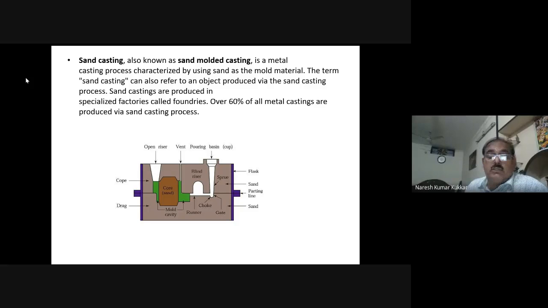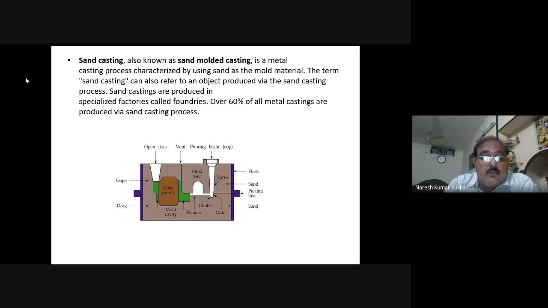This is normally used, and we will see it in all types of manufacturing processes where basic machines are used. All types of machines, like in tractors and cars, where sand casting is usually used. Sand casting, also known as sand molded casting, is a metal casting process practiced by using sand as a mold material.